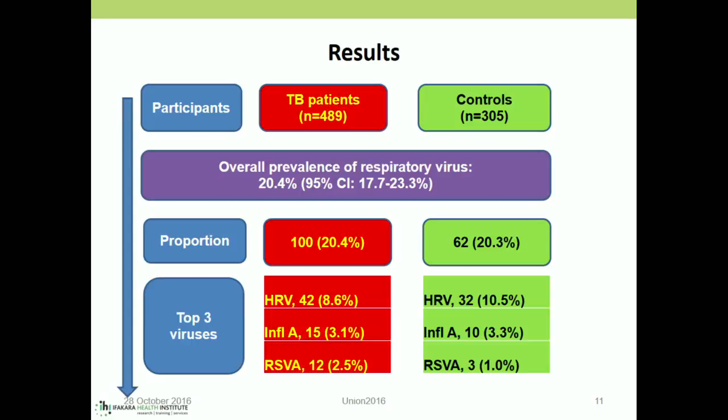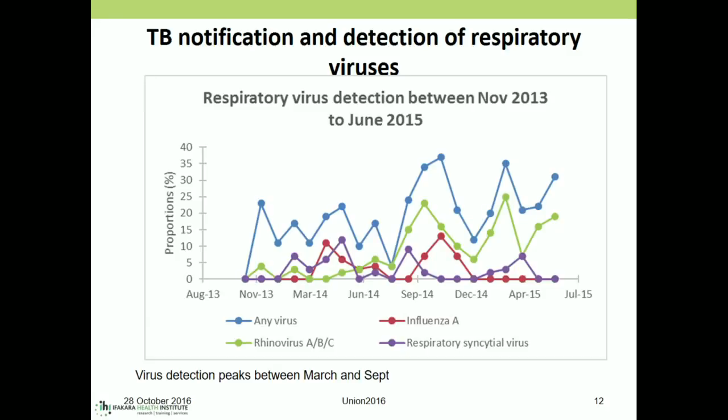But if you look at the top three, these were common for both controls and TB patients. The commonest was human rhinovirus, with 8.6% for TB patients and about 10.5% for controls. We also tried to look at whether there's some sort of seasonality. There's only a bump between September and October, and also a small one in March and April. The topmost is any virus detected, and similarly, the other top three, rhinovirus, influenza A, and RSV, almost exhibited the same shape, peaking in September, October, and March and April.